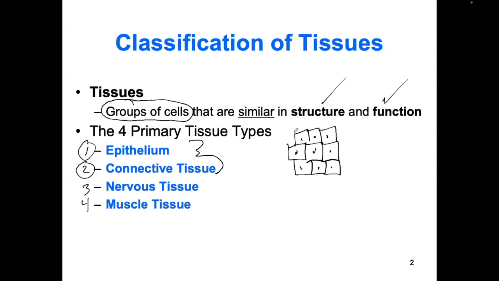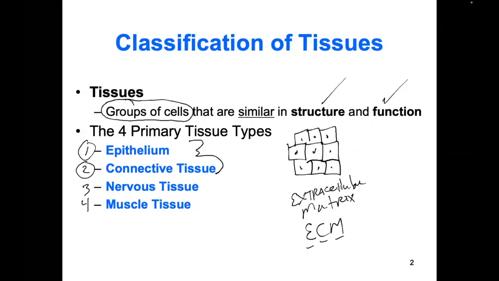And when we see cells that are closely packed together with very little extracellular matrix, sometimes we'll abbreviate that as ECM. Extracellular and intracellular mean different things. Intracellular means within the cell, extracellular means outside of the cell. So extracellular matrix is the cement that's between these cells.